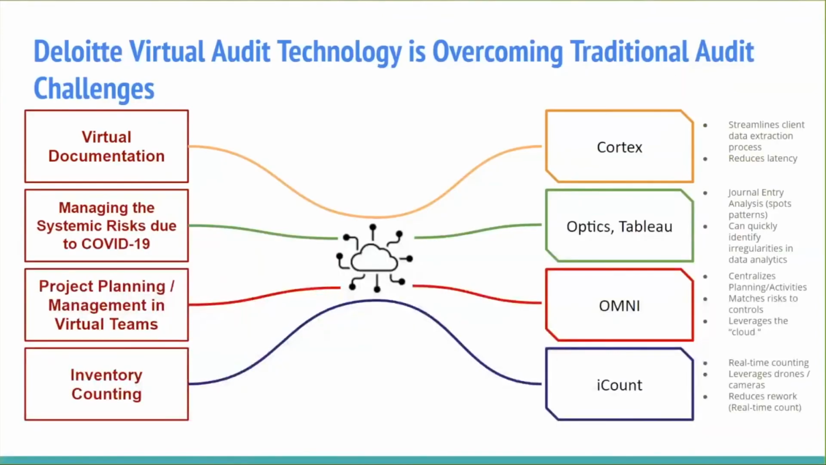So one thing that Deloitte did to respond to the threats of COVID-19, and even before, just to switch to virtual audit, is they developed a lot of new software. So from the categories that the COVID virus impacted in the virtual auditing environment, there are various solutions. For virtual documentation and access to virtual documentation, Deloitte has a software called Cortex, which basically streamlines the client data extraction process.